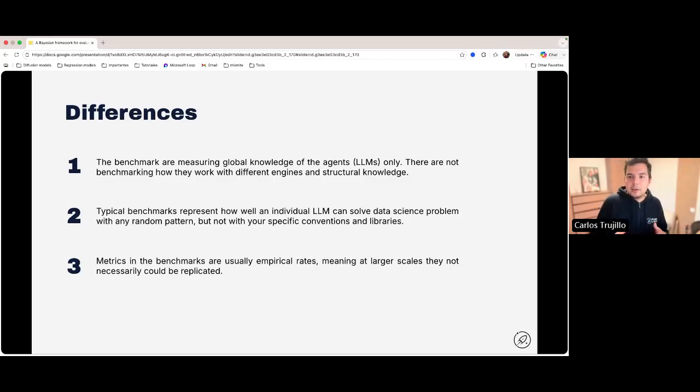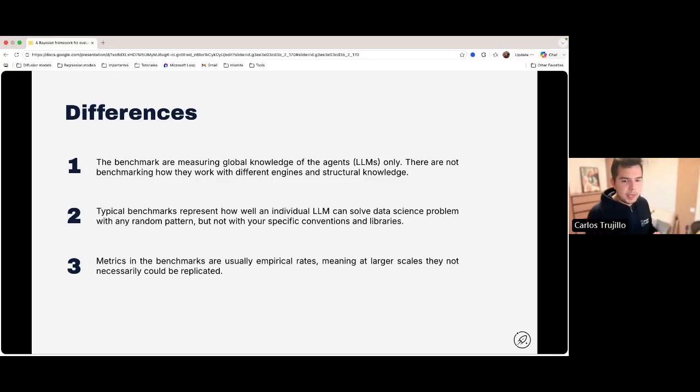It's like, I don't want just Bayesian models. I want Bayesian models in PyMC. I want to solve the problem with DoWhy, or with, I don't know, any other package. And here they are not measuring that. And finally, a lot of the metrics are very empirical. They are just empirical rates: 15 trials, you count the number of successes, and that's your success rate. Or they are just measuring compilation. And that is very falsifiable.